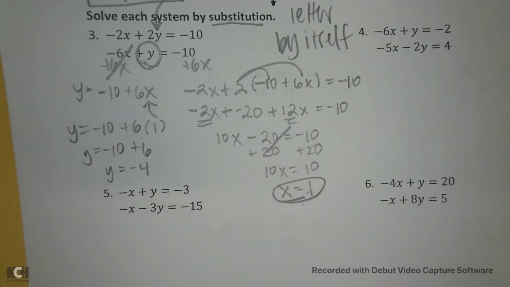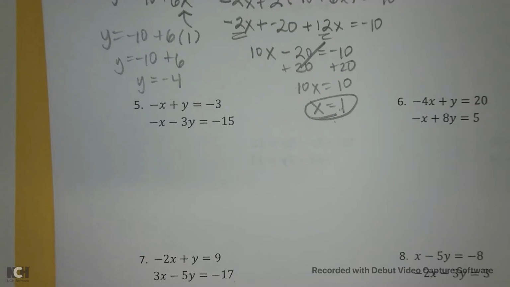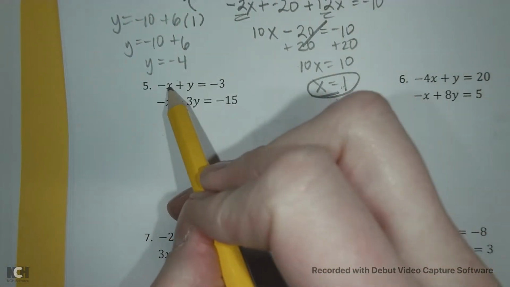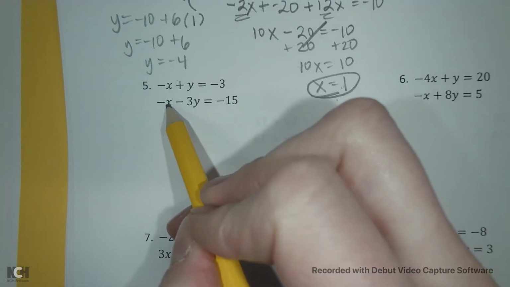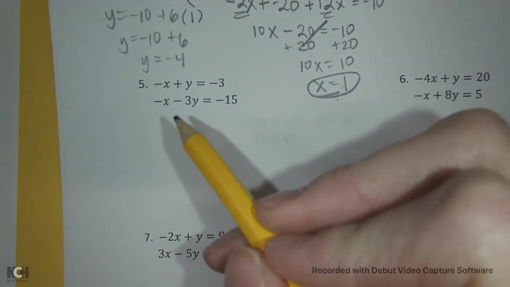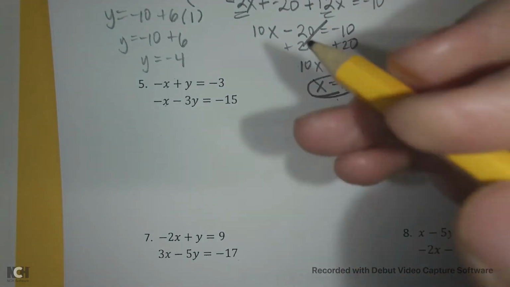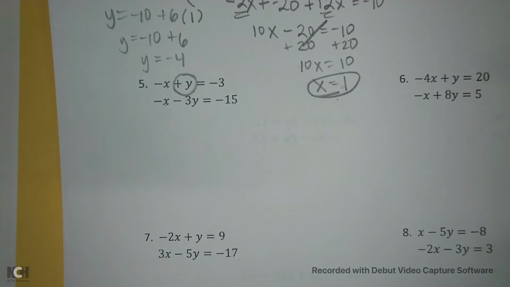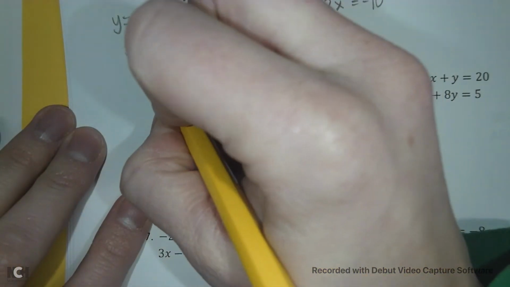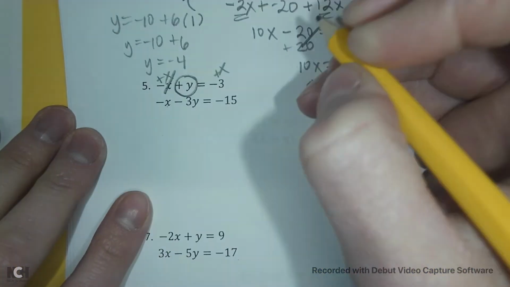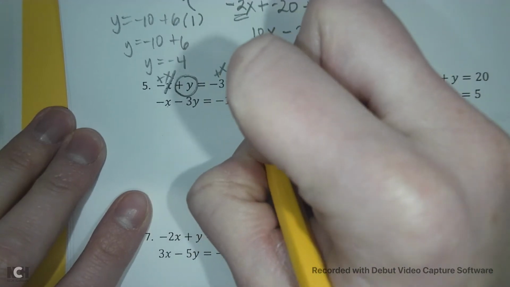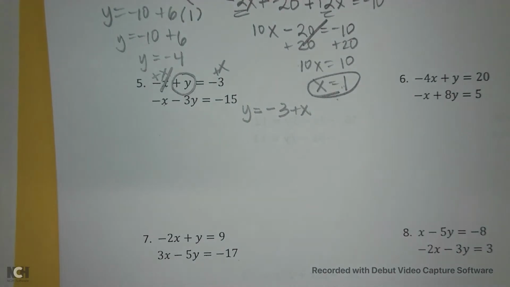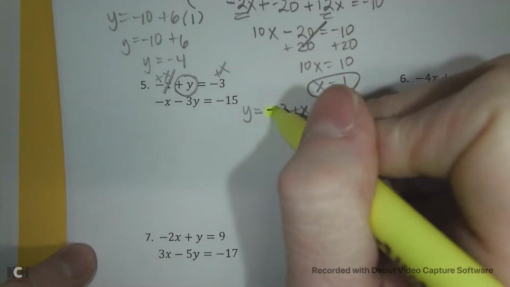Let's do number 5. On number 5, we are going to solve for a letter to start. So this is a negative x, which we could solve for, but then we'll end up with a negative, and then we have to divide by negatives. But this cute little positive y is pretty much by himself. So I'm going to solve for him. I'm going to start by adding x to each side. And now we have y equals negative 3 plus x, which is perfect. So the y is by itself, and this is the value it equals.